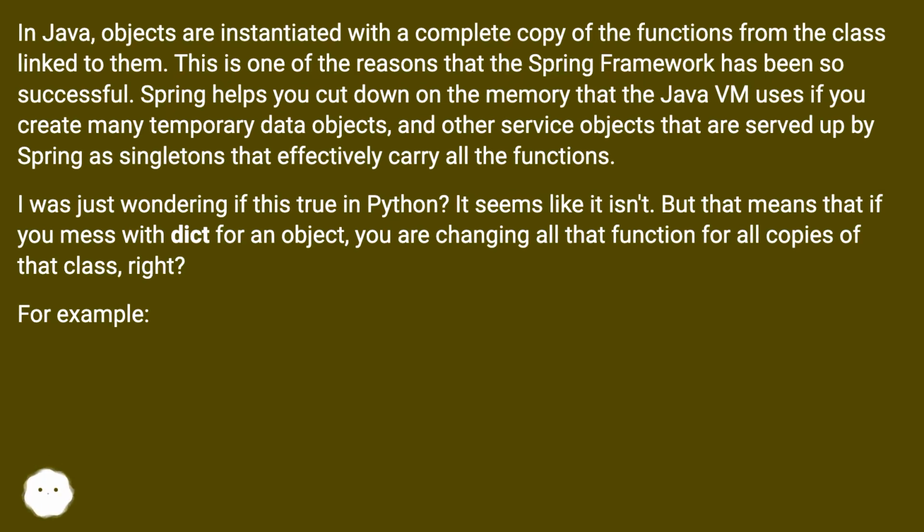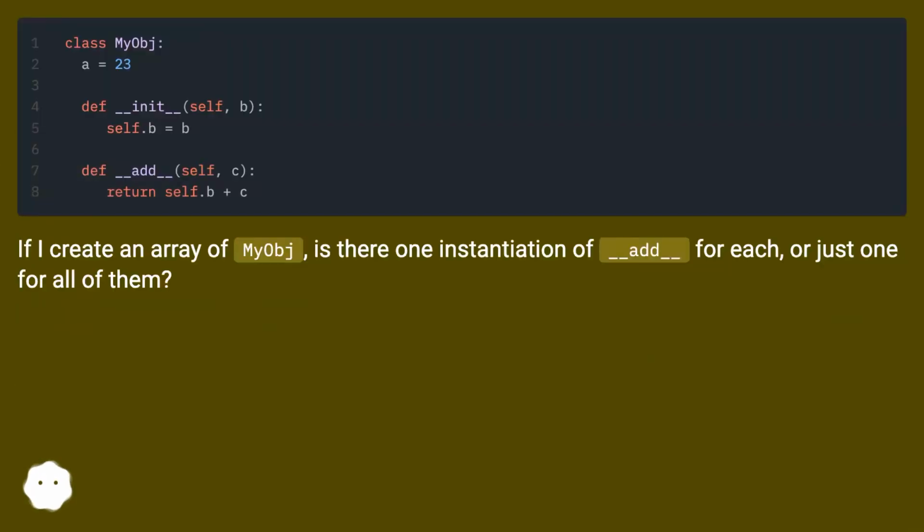I was just wondering if this is true in Python? It seems like it isn't. But that means that if you mess with __dict__ for an object, you are changing all that function for all copies of that class, right? For example, if I create an array of myobj, is there one instantiation of __add__ for each, or just one for all of them?